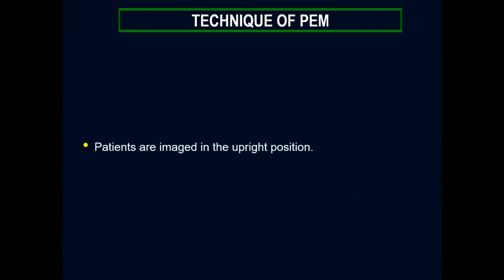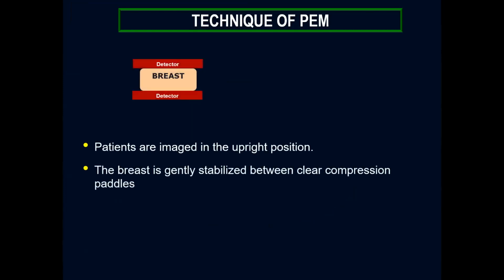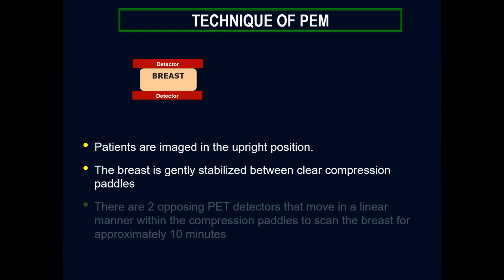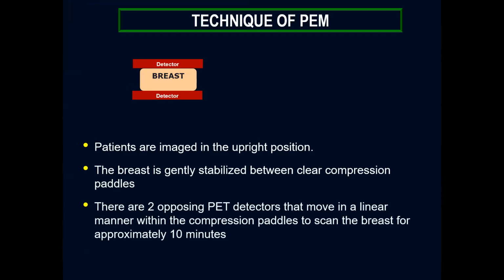The technique of PEM is exactly like the mammogram, where the patients are imaged in the upright position, but what's different is the type of detector and the type of energy, instead of films. The breast is gently stabilized between clear compression plates, and there are two opposing PET detectors that move in a linear manner within the compression paddles to scan the breast for approximately 10 minutes.